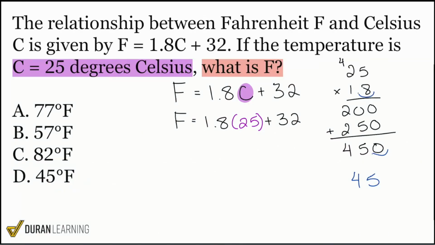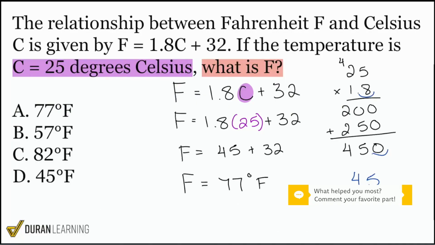It's not going to be D. It is not going to be D. We have to go ahead and finish the problem because we have 45 from this part here. We have 45, and now we're adding 32. And once we do that, 45 plus 32, that leaves us with a final result here of 77 degrees Fahrenheit. And that's what makes the correct answer not D, but actually A. Again, 77 degrees Fahrenheit, and there we go.